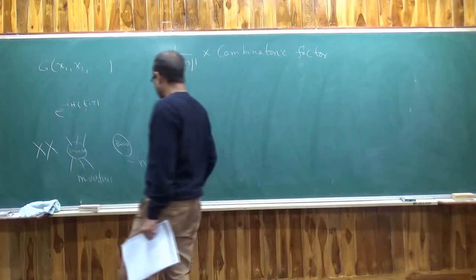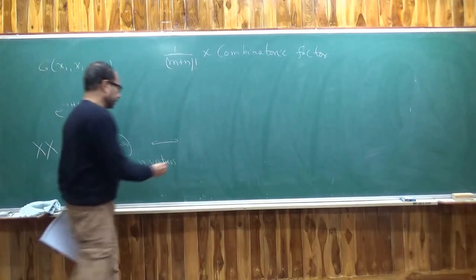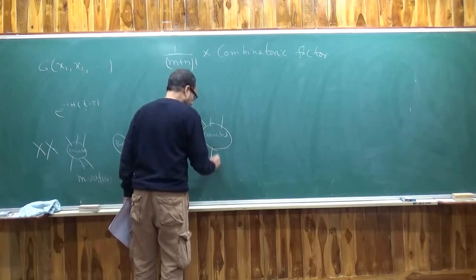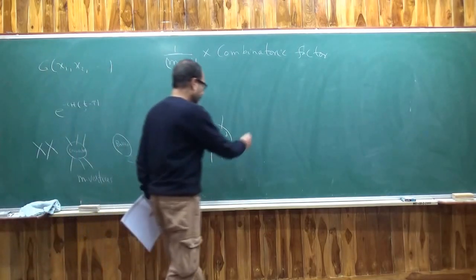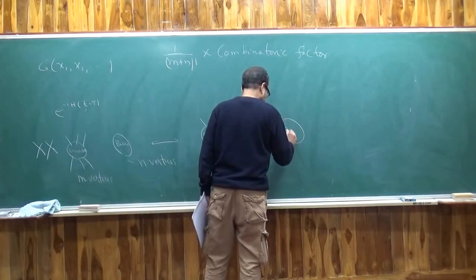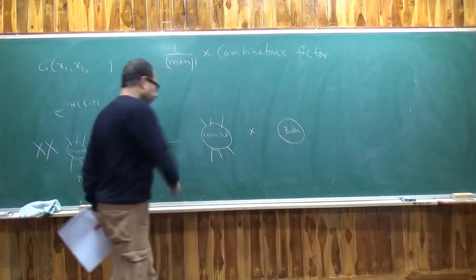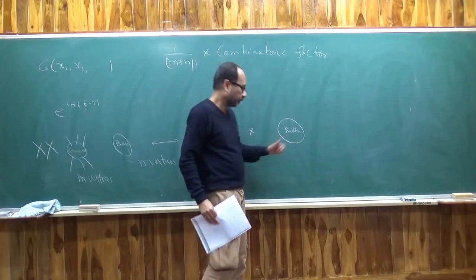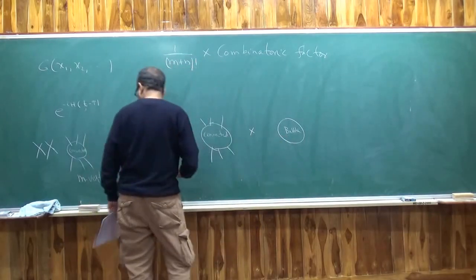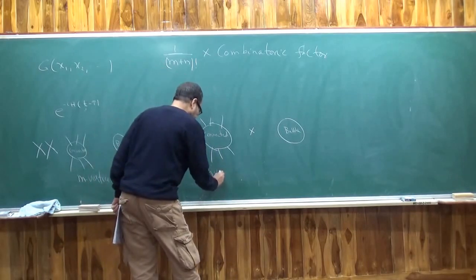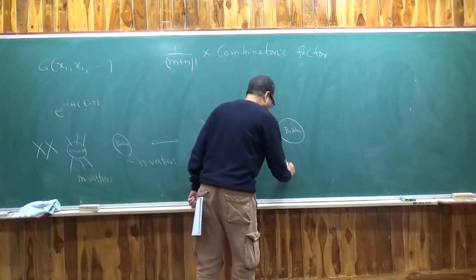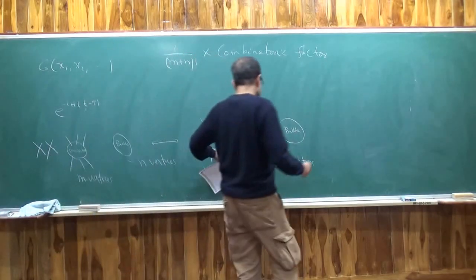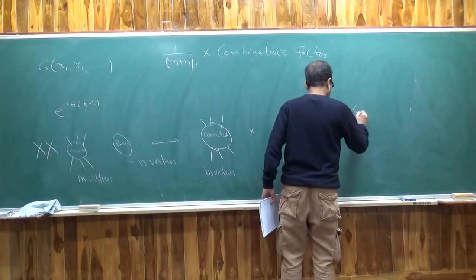Now we want to compare this with a product of two terms. The same diagram that appeared here, times the bubble, the same diagram that appeared here. But now we are thinking of this as a separate diagram, this as a separate diagram, and taking the product. So here, it's the same diagram, so we have m vertices here, and n vertices here. The way we'll do this calculation is that this diagram will give 1 over m factorial times a combinatorial factor.